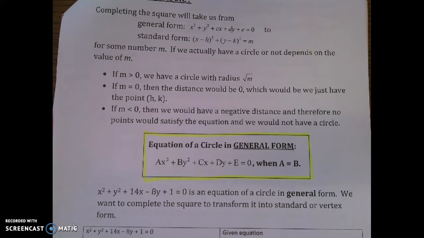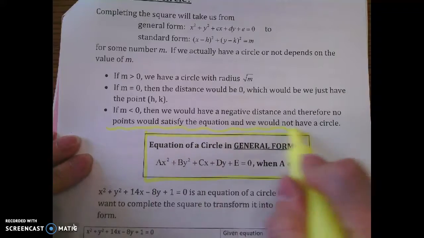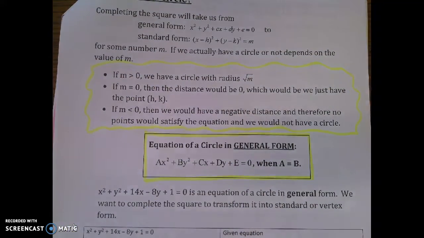So we were talking about whether we have a circle or not. You will need to know these conditions. Just think about it: at the end of a circle equation is your radius squared. So it should be common sense whether you have a circle or not. You need to have a positive radius.